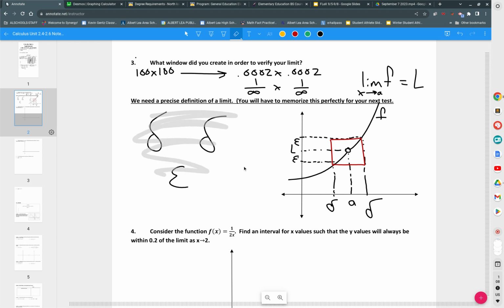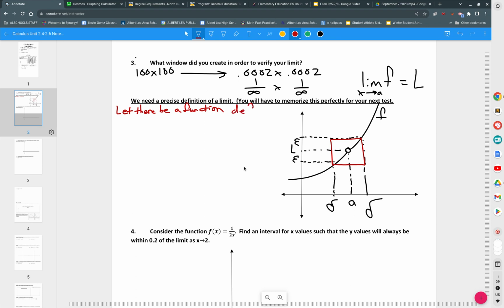So, what is the precise definition for the limit? We're going to use this to generate our definition. It starts off with: let there be a function, because the first thing we did was we drew a function defined on an interval, meaning it has defined values all across here, but maybe not at a. Let there be a function defined on an interval, but maybe not at point a. Not too bad so far, right?